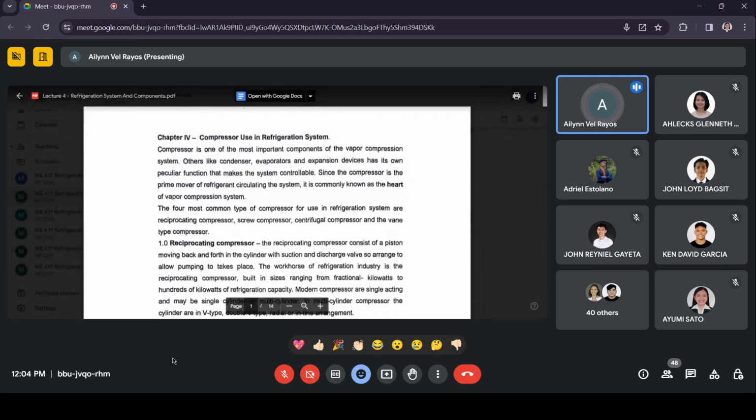So magtatawag na lang ako kung sinong pwedeng magbasa. So ang mga type naman na to is na-discuss din ba to sa fluid machinery? Yes. May Ano yun? po.